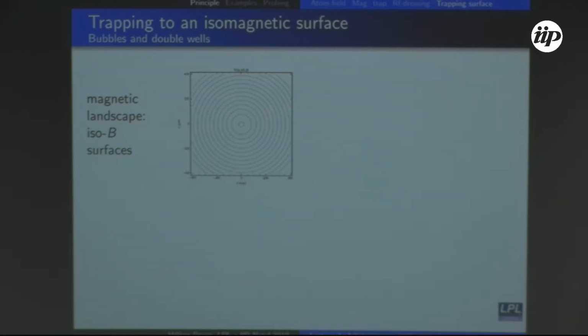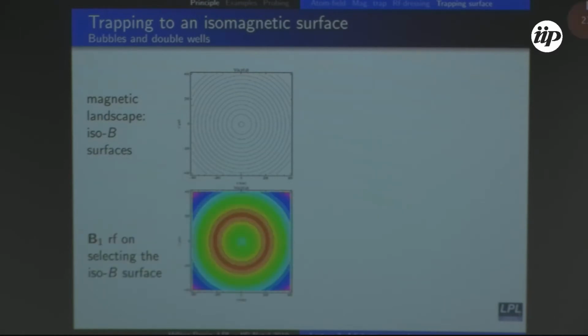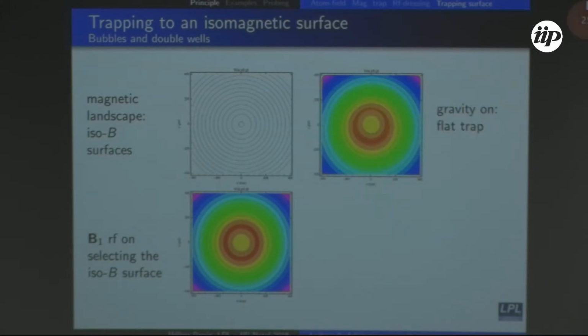For example, if the isomagnetic surfaces are like that, so these ones are the ones of a Ioffe-Pritchard trap seen in a plane transverse to the long axis of the cigar. Introducing the RF field will pick a given surface. So now if I change the radio frequency, I will pick another surface. Okay, but this is in a world without any gravity, maybe in the International Space Station. With gravity, you may have a minimum of the potential like that.